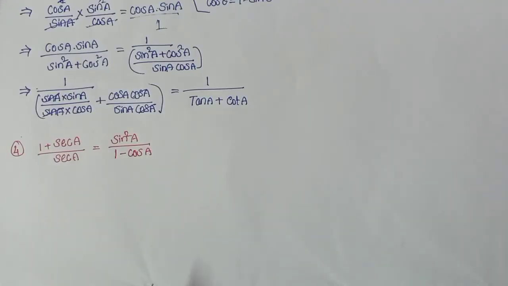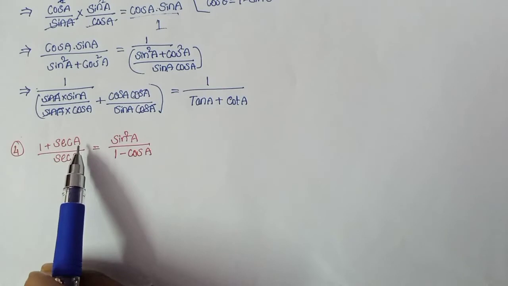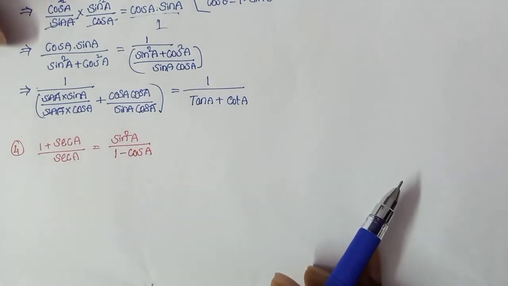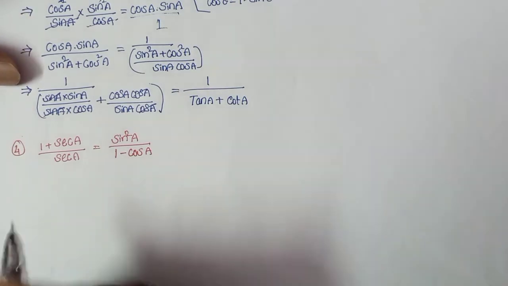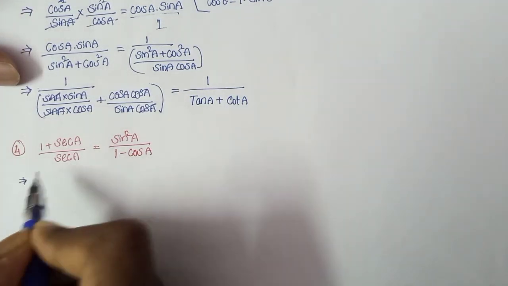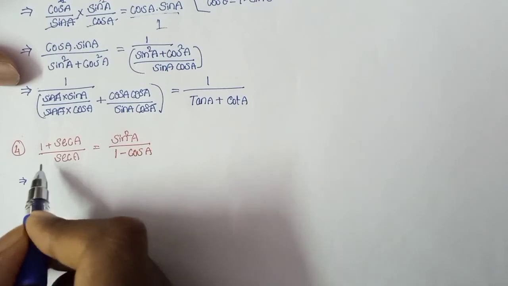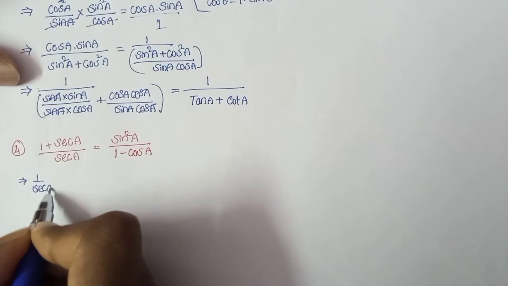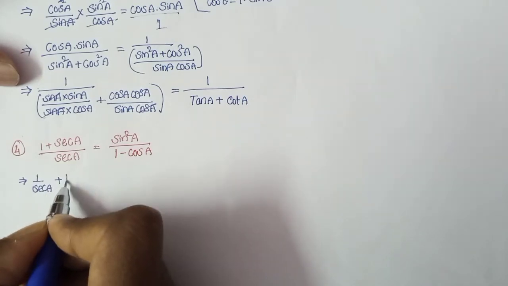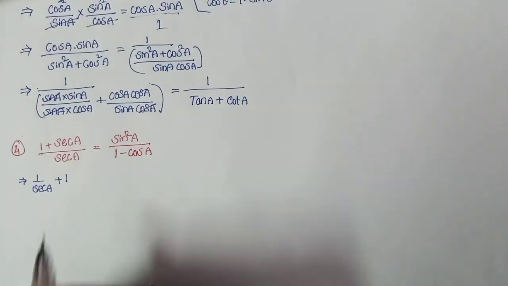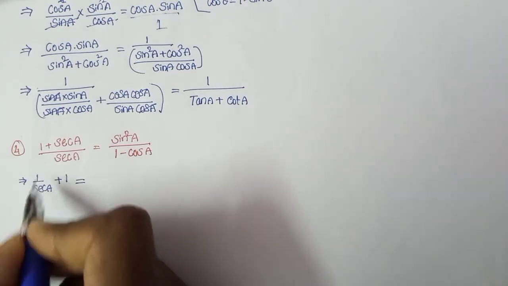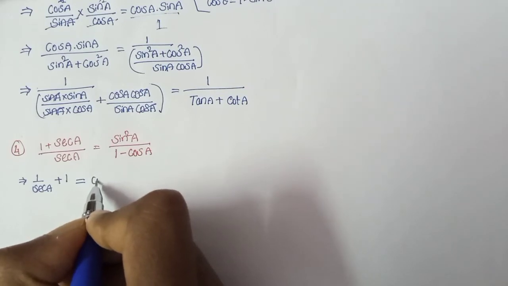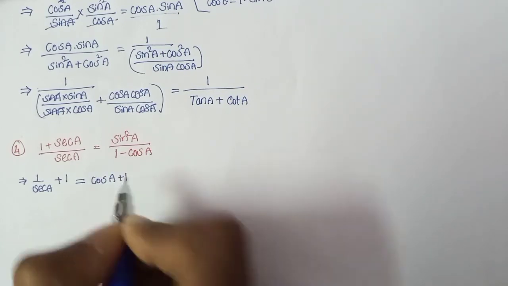The next question is, we need to prove that 1 plus sec A by sec A is equal to sin square A by 1 minus cos A. This is the question. How do we prove this? Here, 1 plus sec A by sec A. If you break it, what will you get? You will get 1 by sec A plus 1, which is equal to what? 1 by sec A is cos A, we know. So which is equal to cos A plus 1.